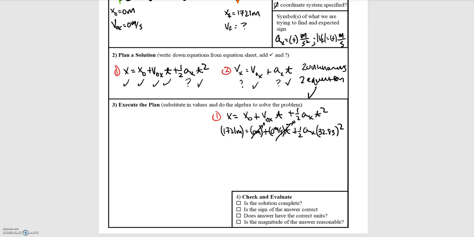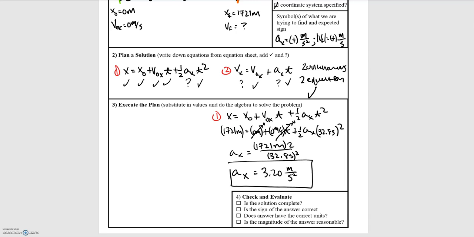Now we can just get acceleration by itself. And so we have 1,721 meters multiplied by 2 divided by 32.8 seconds squared. Plugging that into your calculator, you'll find an acceleration of 3.20 meters per second squared. So that is our answer to the first part.